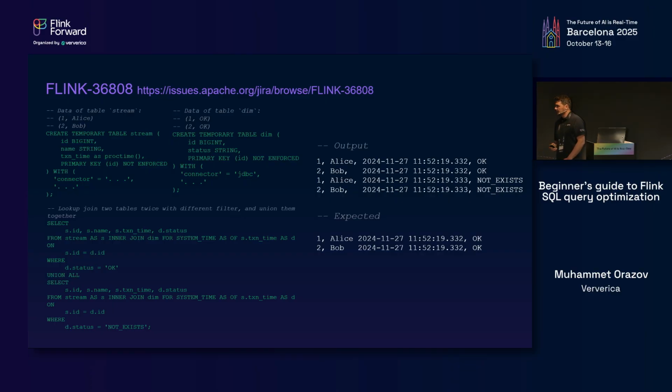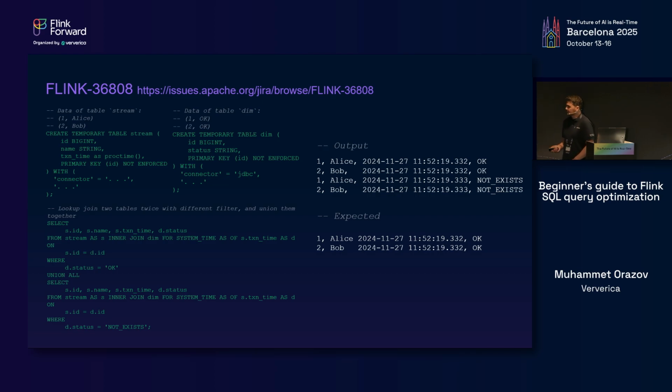And the idea is we have such a query, I'm not sure if you can see it, with the union. And we want to join our stream table with the dimension table on a processing time, but the dimension table needs to be filtered first, where we are only interested in the records which match this status OK. So in the table, we have only two records. And at the same time, we have the same query for the second part of the union. But now the filter condition is something dummy. It doesn't exist in the dimension table.